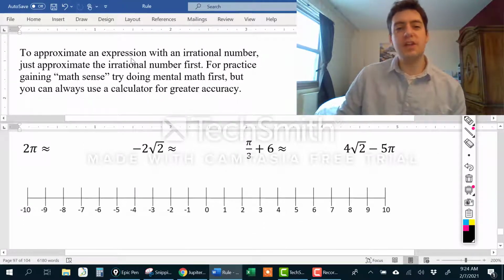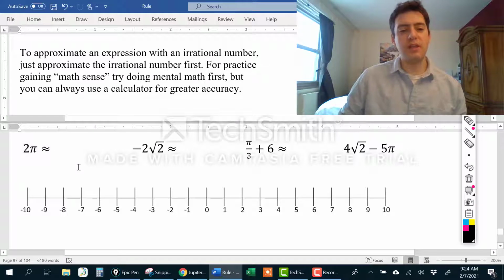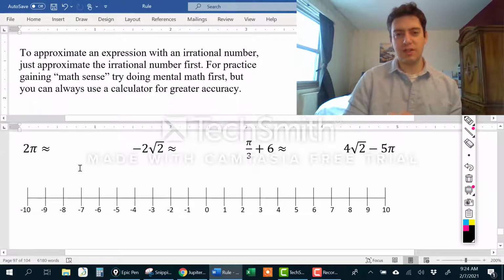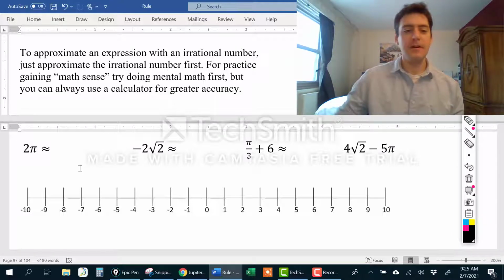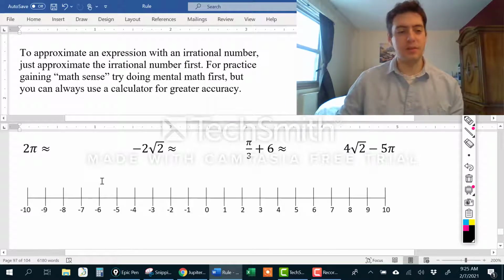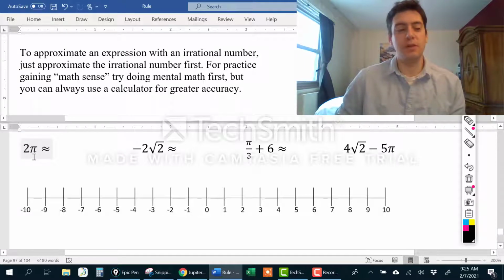To approximate an expression with an irrational number, just approximate the irrational number first. For practice gaining math sense, try doing mental math first, but you can always use a calculator for greater accuracy. Okay, so now we're going to approximate not just the irrational numbers themselves, but any expression that has an irrational number in it. And there are lots of irrational numbers, but in these examples we're going to focus on pi, which is one that comes up a lot in math, so it's one you should be familiar with, and also the square root of 2. That one also comes up a lot.